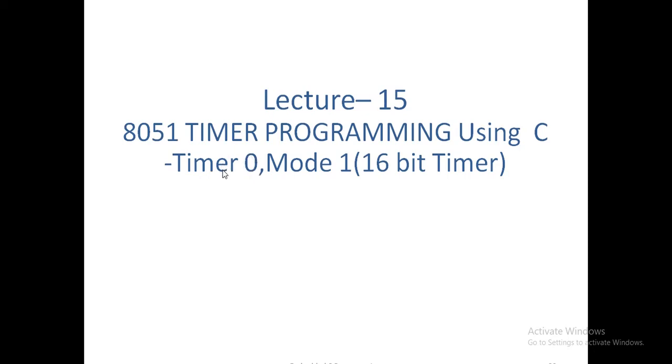Timer 0 works with four modes of operation: mode 0, mode 1, mode 2, mode 3. In the previous lecture, I discussed mode 0. In today's lecture, I am going to discuss mode 1. Timer 0 mode 1 is a 16-bit timer.